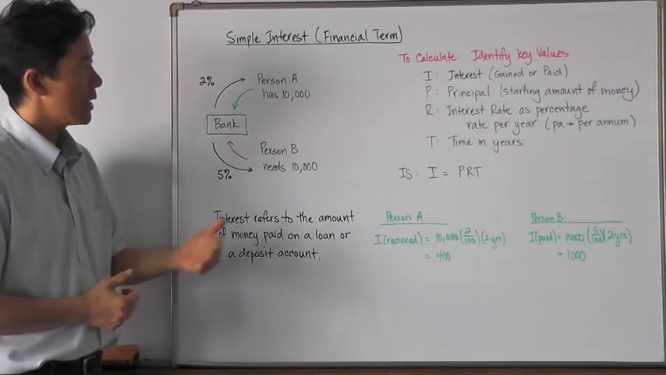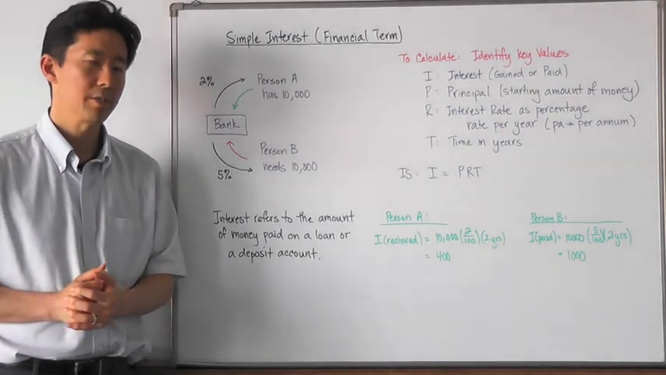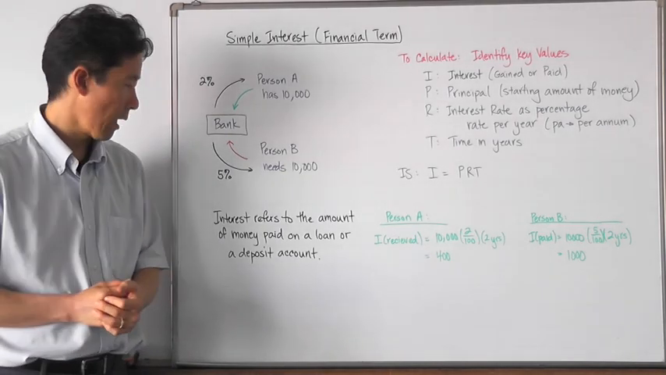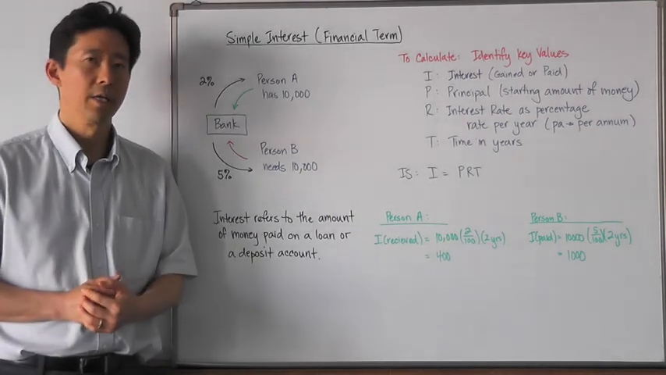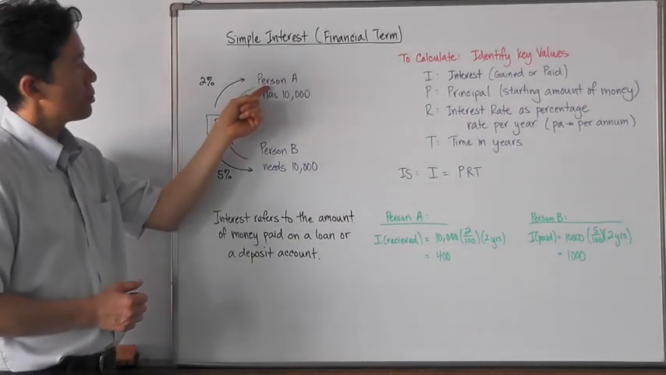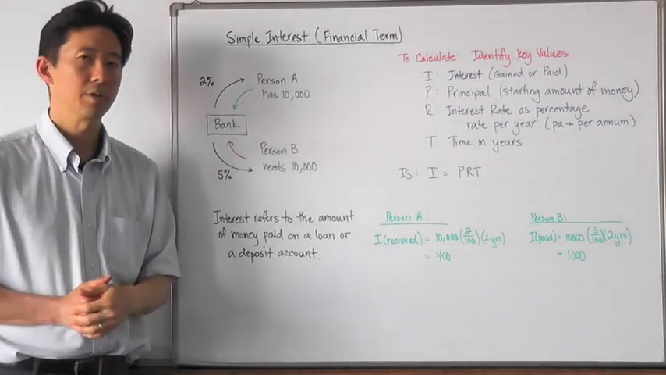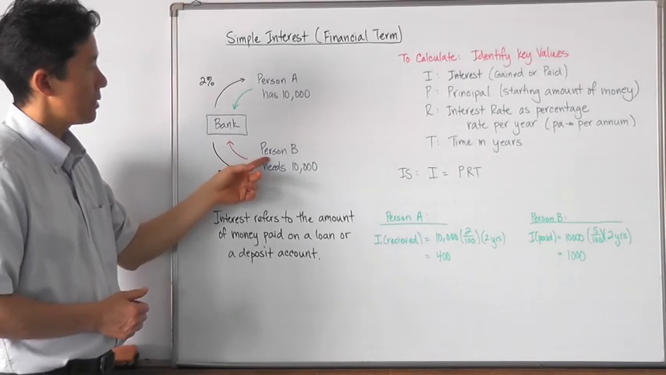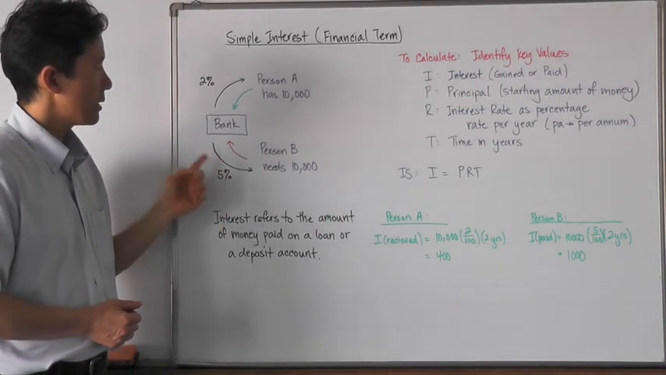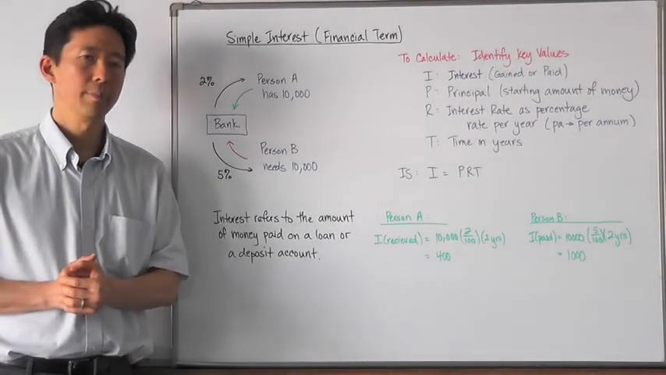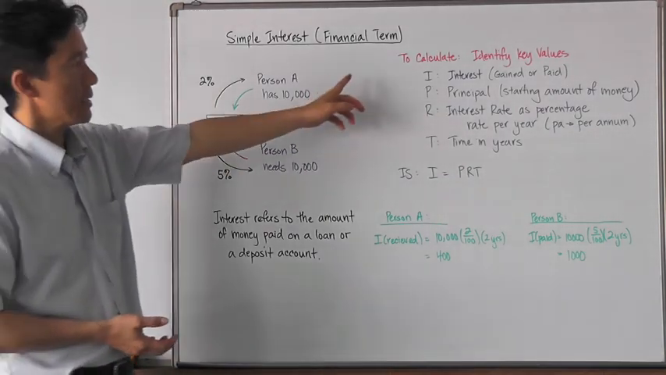Before we get to that, let's define a couple of important terms and make sure that we know what we're referring to when we talk about simple interest and interest in general. Interest refers to the amount of money paid on a loan or a deposit account. So in other words, person A is making a deposit into the bank and therefore they earn interest. Person B, on the other hand, needs money and so is going to be loaned money. Because of that, they're going to have to pay some interest to the bank because they're basically borrowing money from the bank.